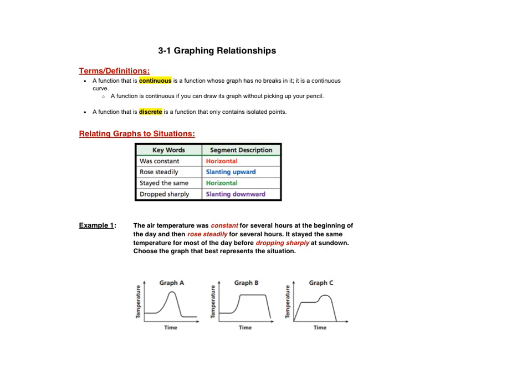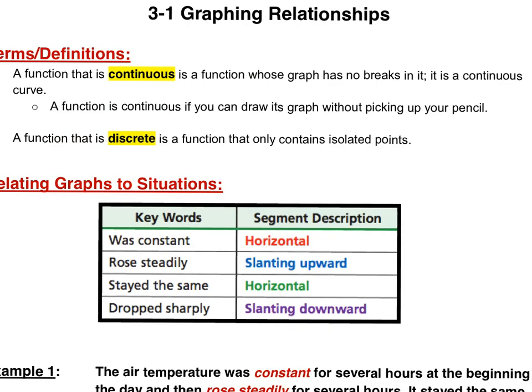This is 3-1, graphing relationships. A continuous function contains a graph that has no breaks in it. It's a continuous curve. Basically, you can draw the curve without ever picking up your pencil. A function that is discrete, though, contains isolated points. You'd have to pick up your pencil.